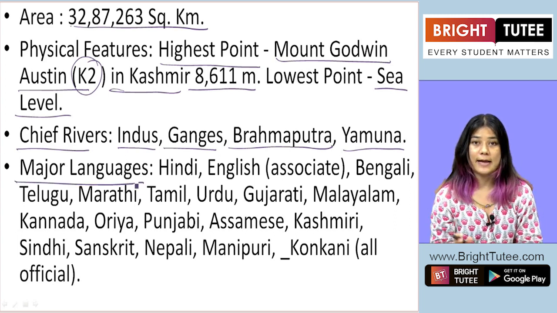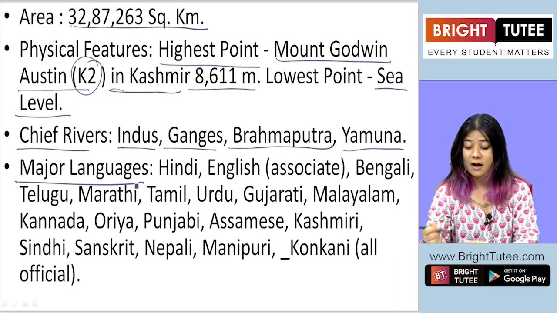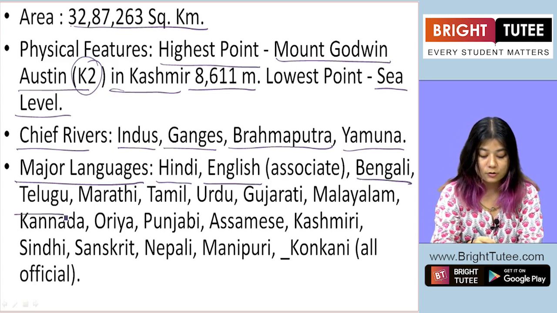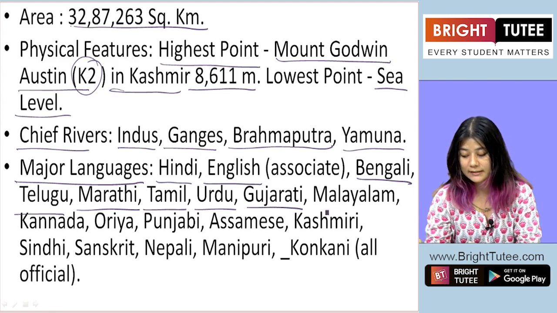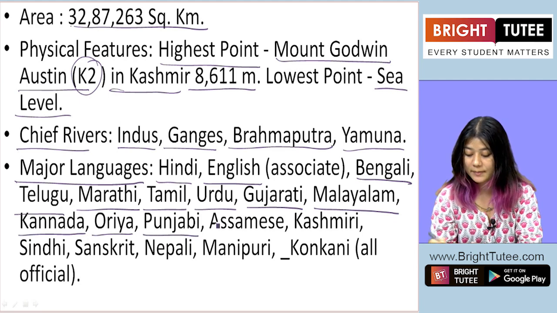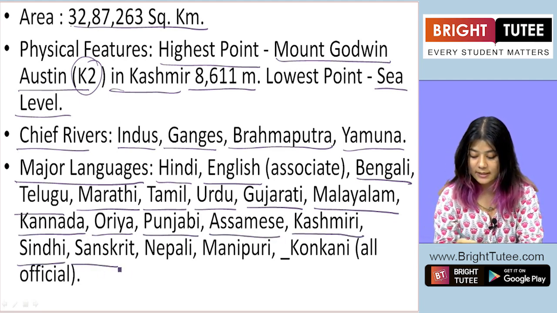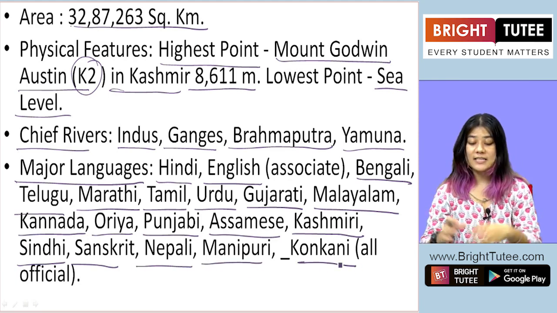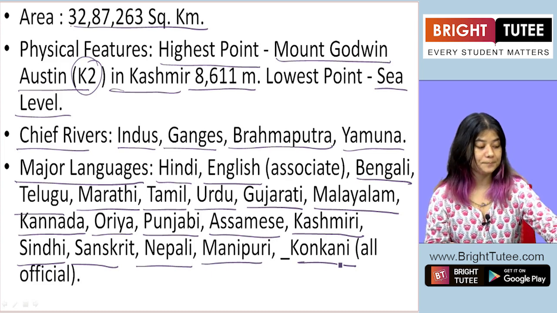Now let's look at some of the major languages. There are many languages which people in India speak, but some of the major languages are Hindi, English, Bengali, Telugu, Marathi, Tamil, Urdu, Gujarati, Malayalam, Kannada, Oriya, Punjabi, Assamese, Kashmiri, Sindhi, Sanskrit, Nepali, Manipuri, Konkani. Alright, so these are some of the major languages spoken by people who live in India.